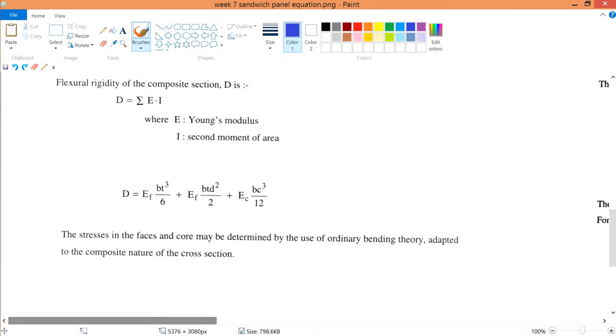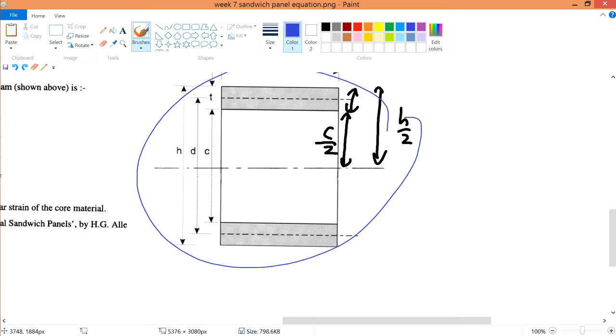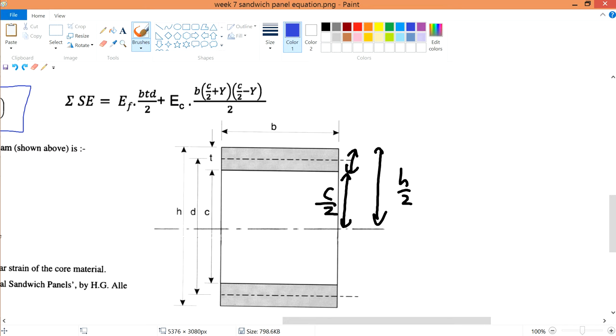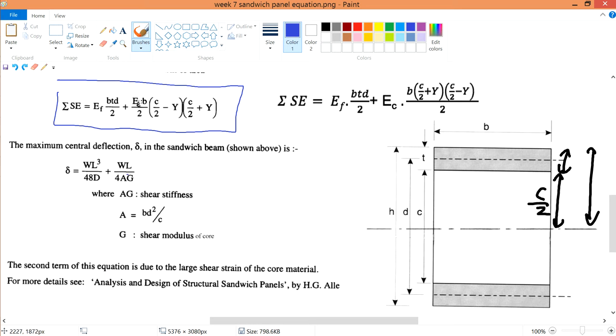While the D is the one that we keep on saying. The D is your flexural rigidity. You're going to calculate this also. I'll show you how to calculate this to a certain extent, by using this cross-sectional diagram. The h, c, b, everything is all given to you, so it's quite straightforward already. While the AG over here is your shear stiffness. This whole thing is your shear stiffness. So your A is your b d square over c. The b, d square over c is all given already. No need to do anything.